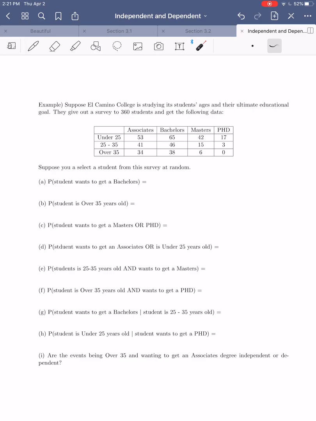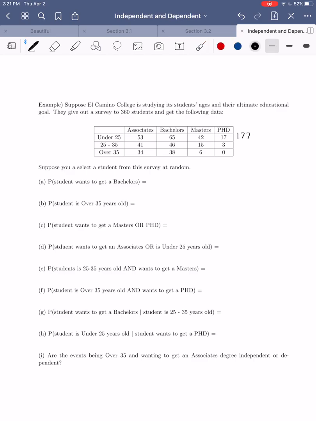This table right here, we have a name for this. This would be called a two-way table. So before we even get to looking at these questions, we should probably tack on all the row and column totals. So let's go ahead and do that. We can get some row totals to start with. So 53, 65, 42, and 17. That's going to be 177.